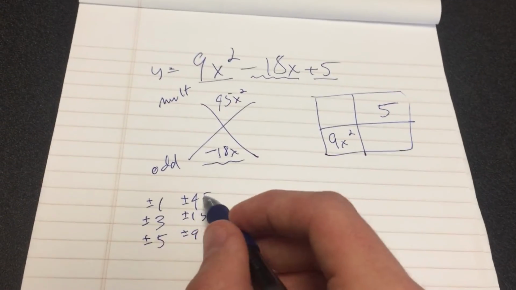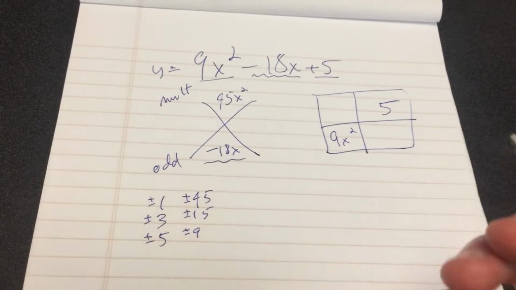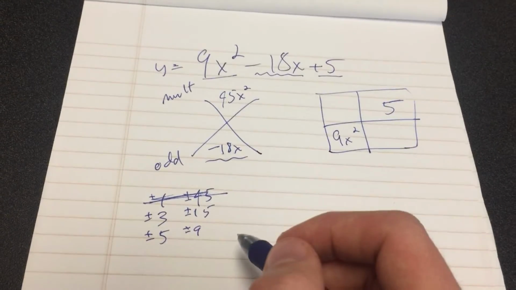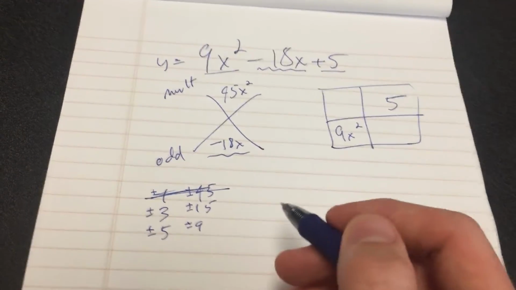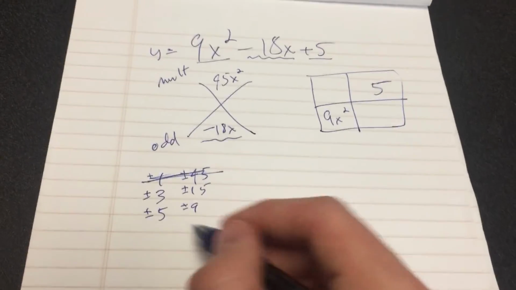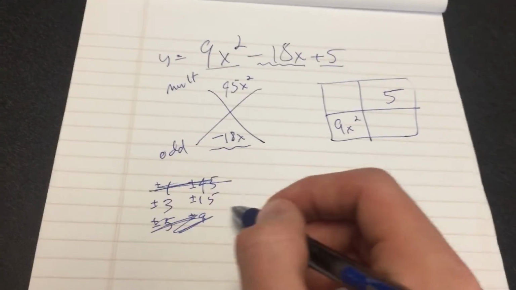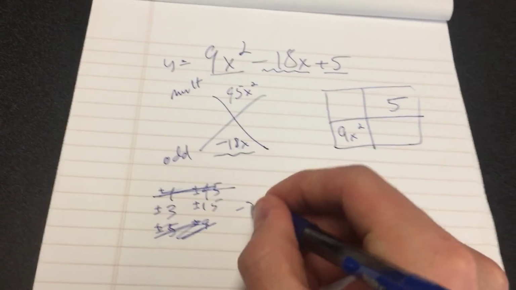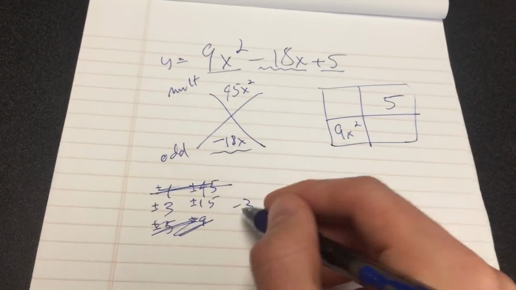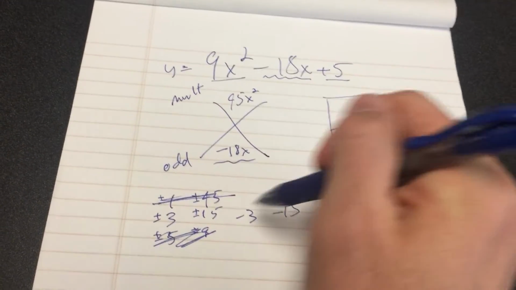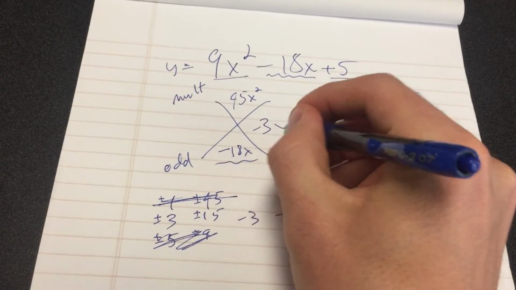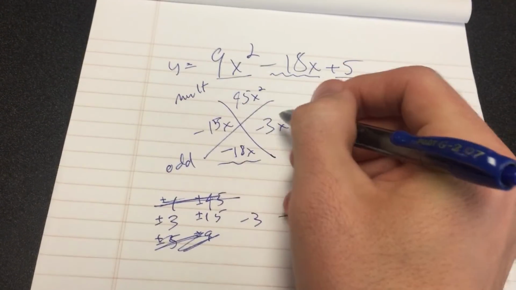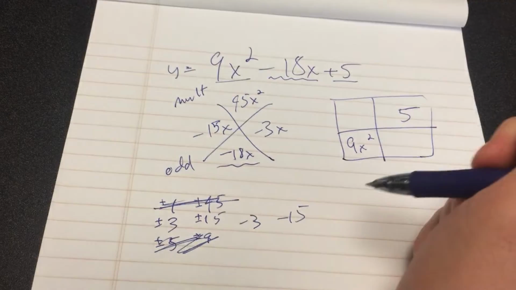Like 1 and 45, that could be 46, could be 44, negative 46, but that's not going to work. Like 5 and 9, you get 14, you get 4, but 3 and 15, we could combine those to get negative 18 if we use negative 3 and negative 15. They multiply to be positive 45, and they add to be negative 18. So negative 3x and negative 15x, they multiply to be the top, and they add to be the bottom.